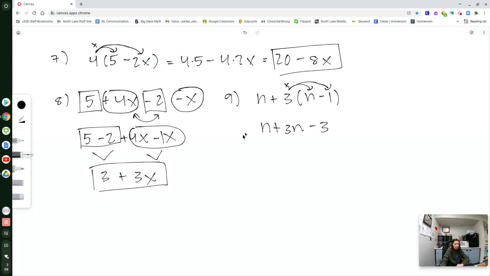Now I can combine like terms, and it looks like the like terms are already next to each other, n and 3n. They both have an n on them. How do I combine those? Well, n alone means 1n. 1 times n is n. 1n plus 3n's is 4n's minus 3. So my final expression is 4n minus 3.